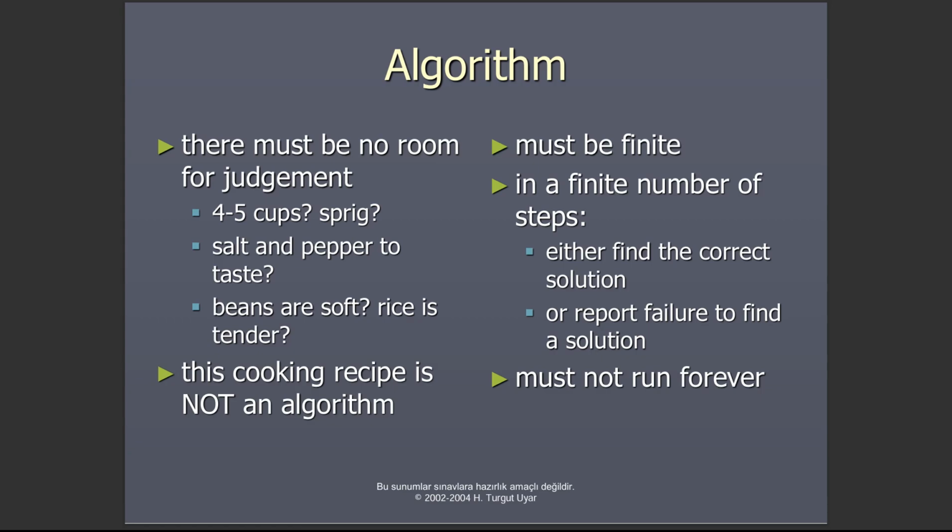A proper algorithm must have two important features. First, it must be finite. It means it needs to end at some point. Second, when it ends, it must either give us the correct solution or tell us that it cannot find the solution. An algorithm should never run forever without stopping.